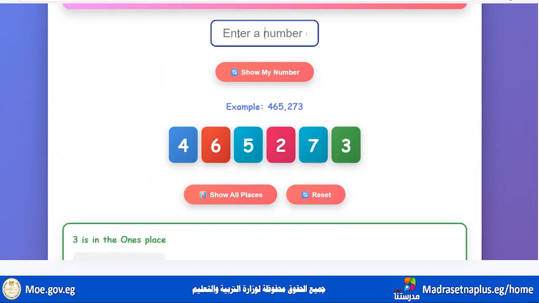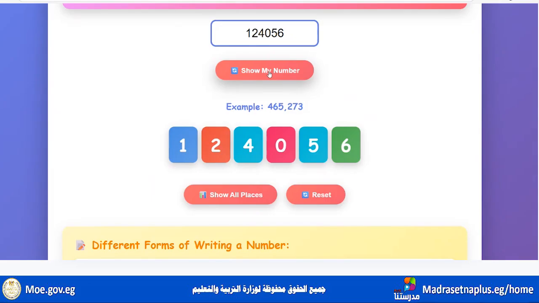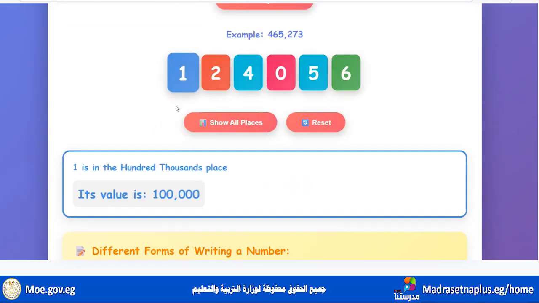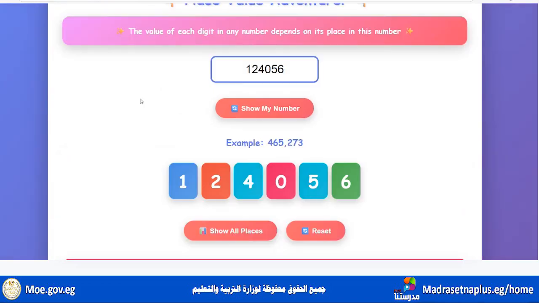Okay, let's write this number. So I wrote 124,056. Let's go digit by digit. For the first one, 1 is in the 100,000 place, so 100,000. 2 is in the 10,000 place, 20,000. 4 is in the thousands place, 4,000. What about this digit, 0? 0 is in the hundreds place. Its value is 0.